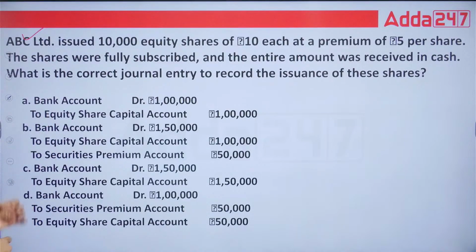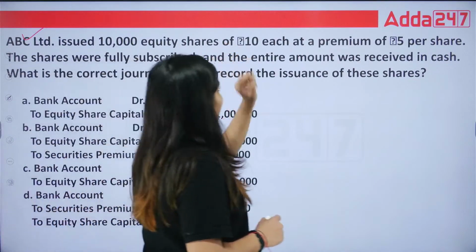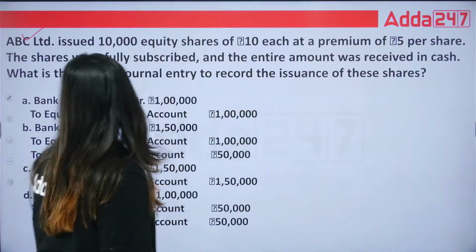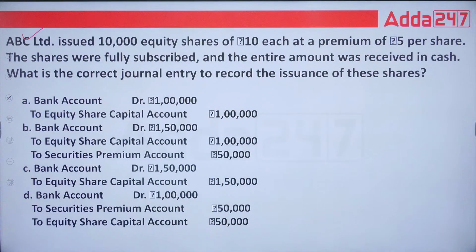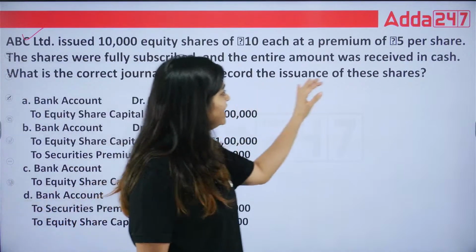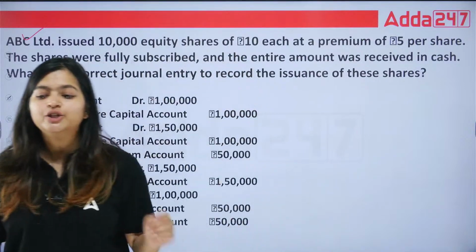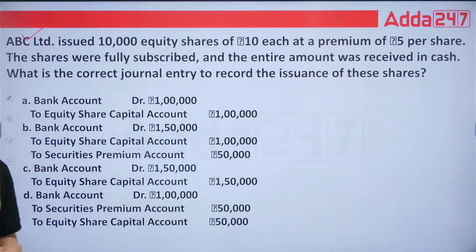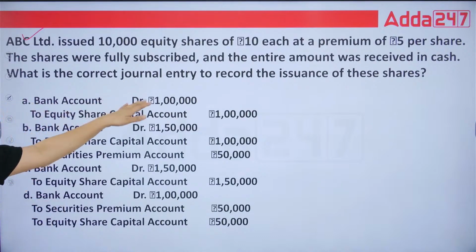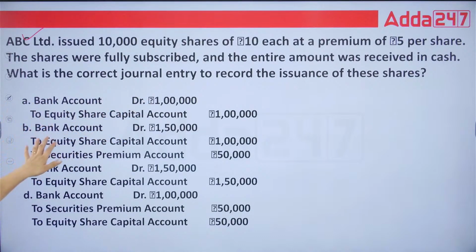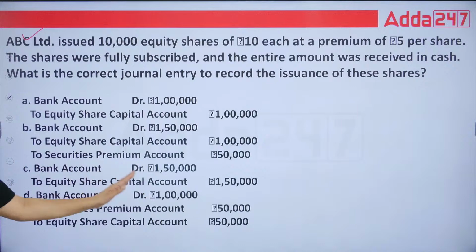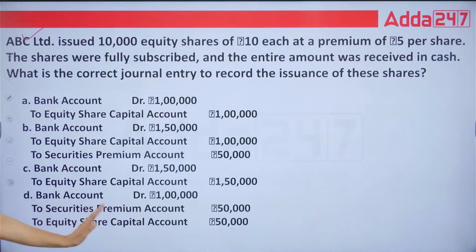ABC Limited issued 10,000 equity shares of 10 each at a premium of 5 per share. The shares were fully subscribed and the entire amount was received in cash. What is the correct journal entry to record the issuance of these shares? In this, we need to pass the journal entry. Option A, bank account debit to equity share capital. B, bank account debit to equity share capital to securities premium account. C, bank account debit to equity share capital account. D, bank account debit to securities premium account to equity share capital account.